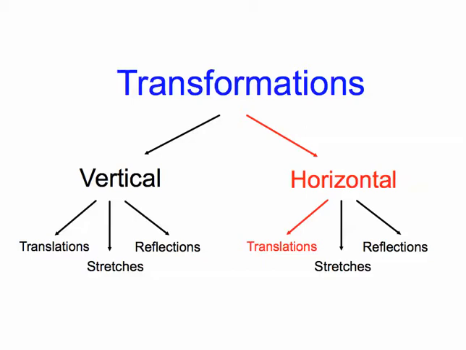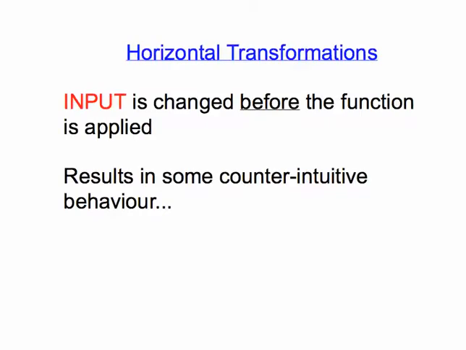Okay, we're going to continue our look at transformations by looking at horizontal translations. Now, when we're considering horizontal transformations in general, as you'll see in a moment, we're actually changing the input before we apply the function. And because that's different from changing the output after the function is applied, like we were doing with vertical transformations, we get some counterintuitive behavior. At least at first, it can seem strange to think about what horizontal transformations are doing.